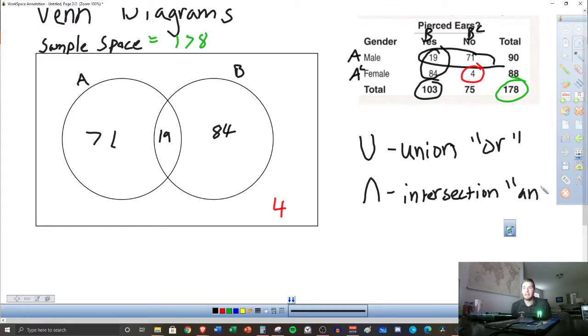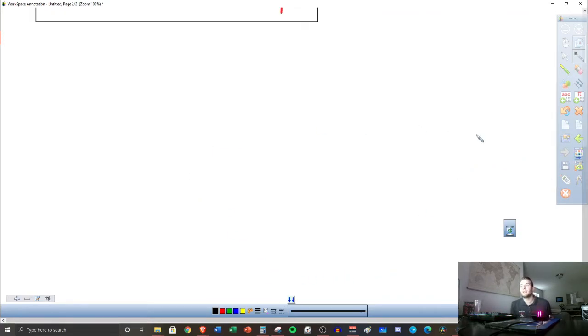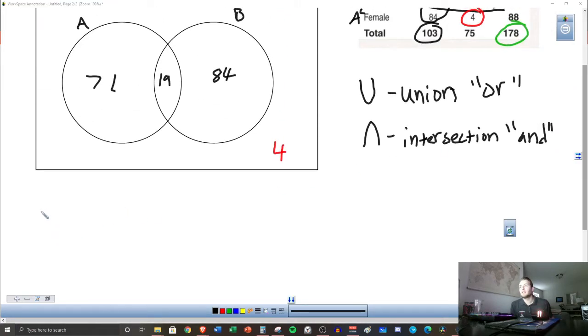As the "and" statement, either one occurring. And you have the upside down U, which looks sort of like an intersection, okay? And now we can write our events a little bit differently, okay? So let's look at an example like this.